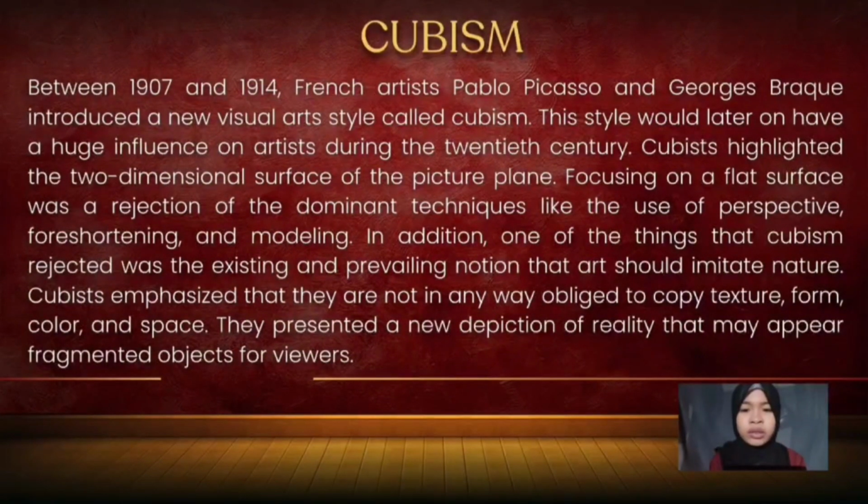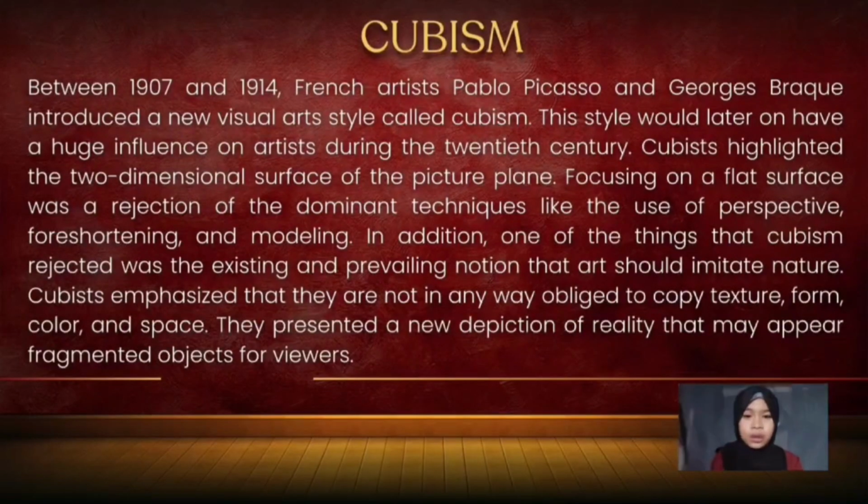In addition, one of the things that Cubism rejected was the existing and prevailing notion that art should imitate nature. Cubists emphasized that they are not in any way obliged to copy texture, form, color, and space. They represented a new depiction of reality that may appear as fragmented objects for viewers.